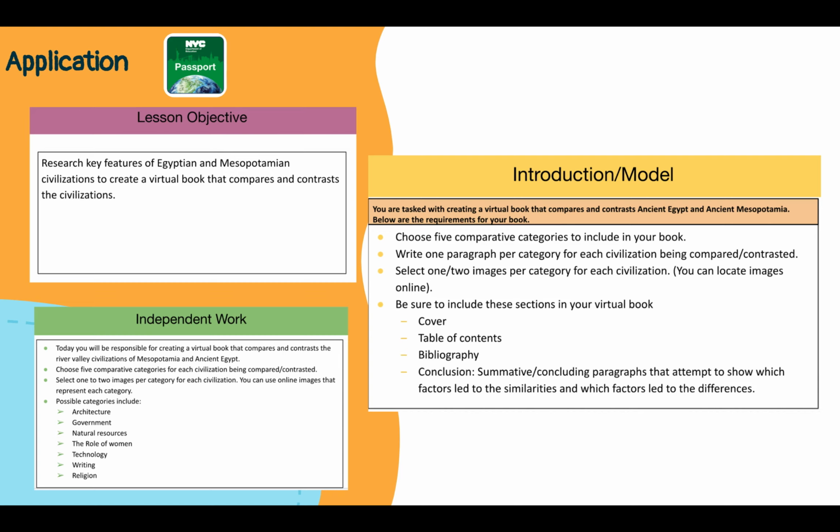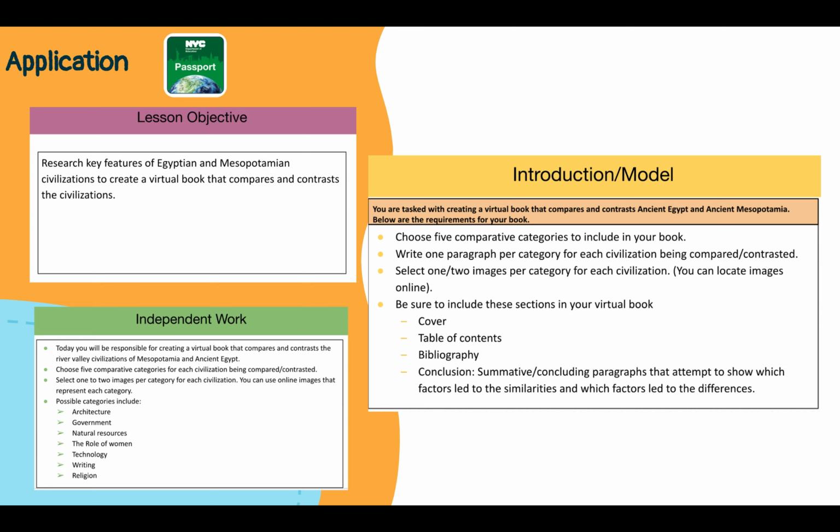One great opportunity to apply a free write activity within the Passport to Social Studies curriculum would be in the final writing task. In this task, students are asked to research features of Egyptian and Mesopotamian civilizations in order to create a virtual book that compares and contrasts these civilizations.